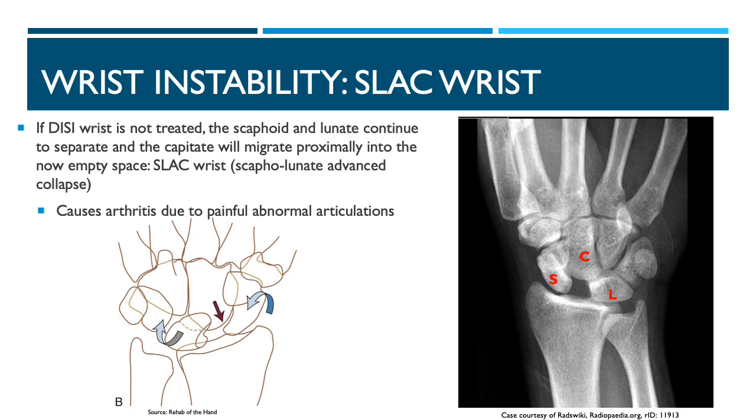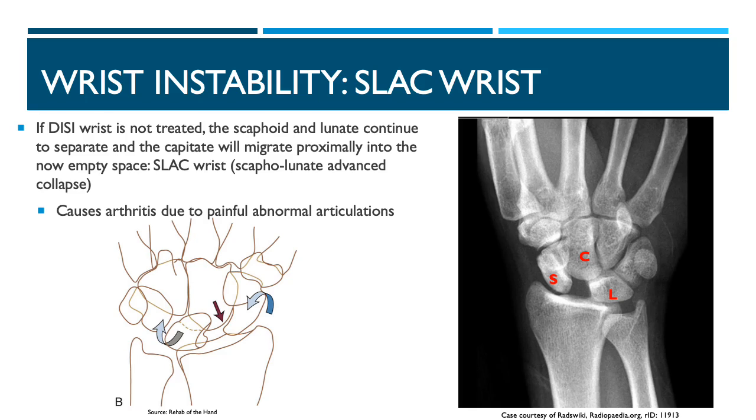So what happens if a dizzy wrist is not treated? Well, without the stability of the scapholunate ligament, the scaphoid and the lunate start to migrate away from each other, which creates this big gap. So then the capitate starts to fall and migrate proximally into that empty space and forms what's called a SLAC wrist. So that's a scapholunate advanced collapse.